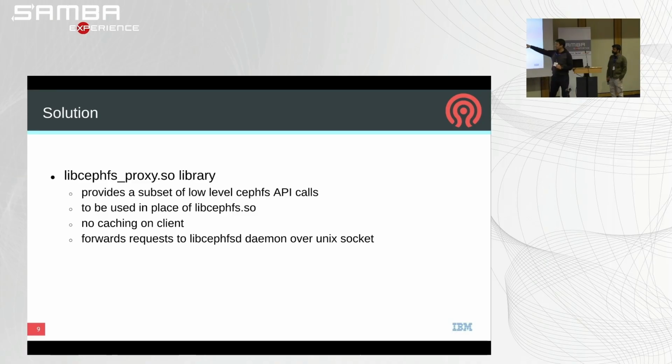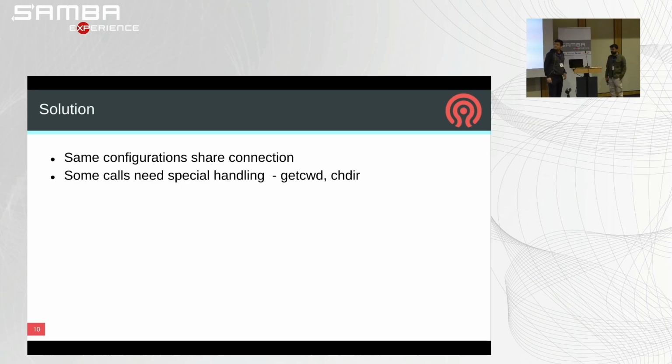The second part is the libcephfs proxy library file. This library file provides a small subset of the low-level API calls which Anup was talking about. It's used in place of libcephfs.so. There is no caching done in this part of the client. It just forwards the requests to the libcephfs daemon over the Unix socket. Each unique user connection is then multiplexed on the proxy.